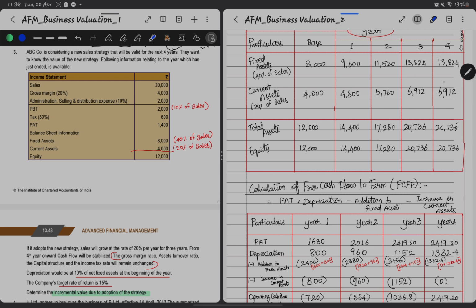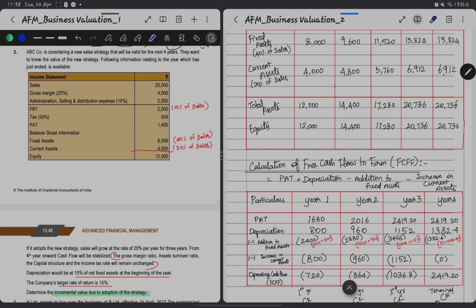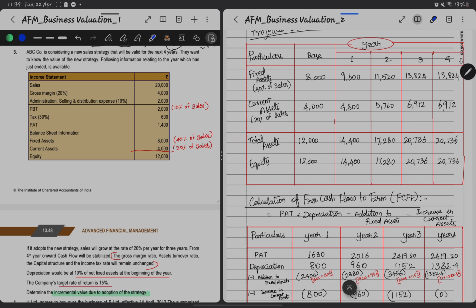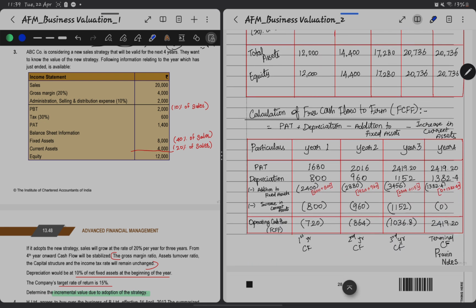In the third year, since there is no change in fixed assets, we are assuming that only the depreciation portion is the addition to fixed assets. This is because, let's say this much new assets were purchased, and we have a depreciation of 382, so the addition becomes 0, hence there is no increase in fixed assets from 3 to 4. That's the indirect assumption. So only the depreciation portion is equivalent to the addition to fixed assets.